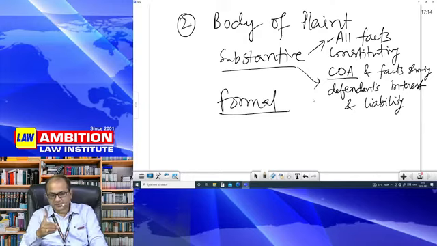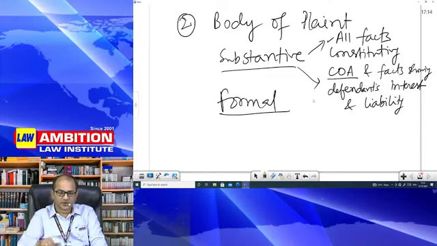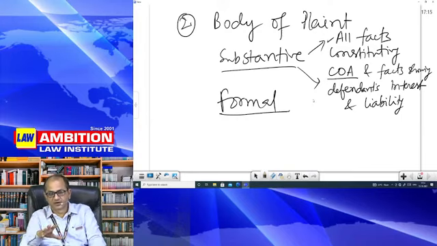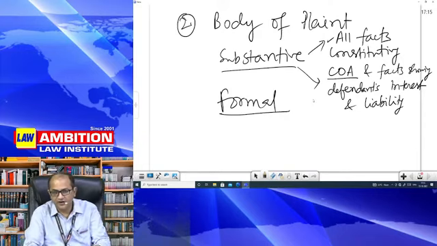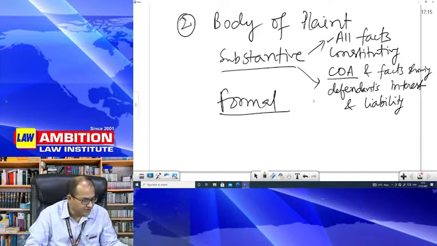Now this is the first part, heading and title. I have already spoken in English. The second part is the body of the plaint, substantive portion and formal portion. In the substantive portion you are writing the cause of action on the basis of which the plaintiff claims the relief, and also the defendant's interest and liability. Because unless you show the defendant's interest and liability, you cannot make out a case for yourself. So that is a necessary part, and that is why it is substantive.